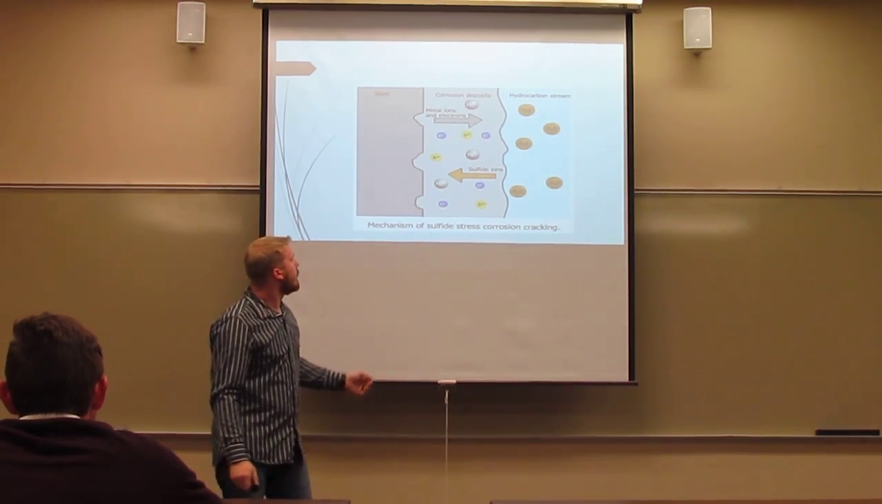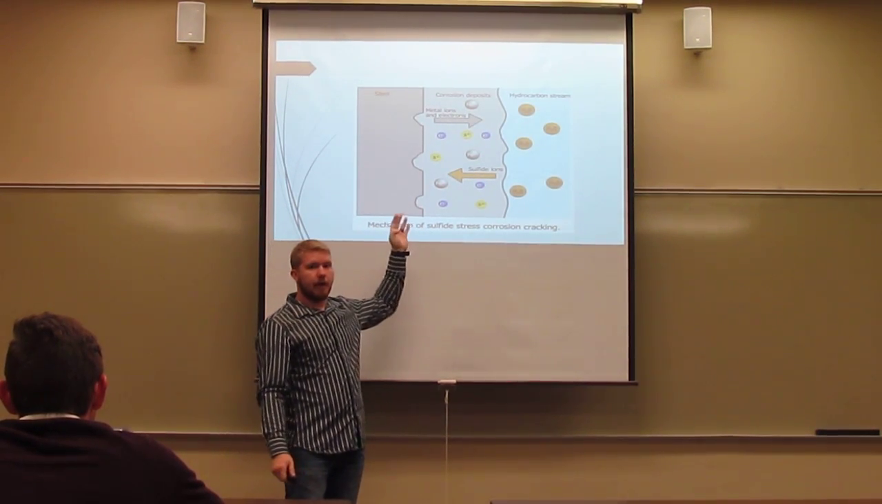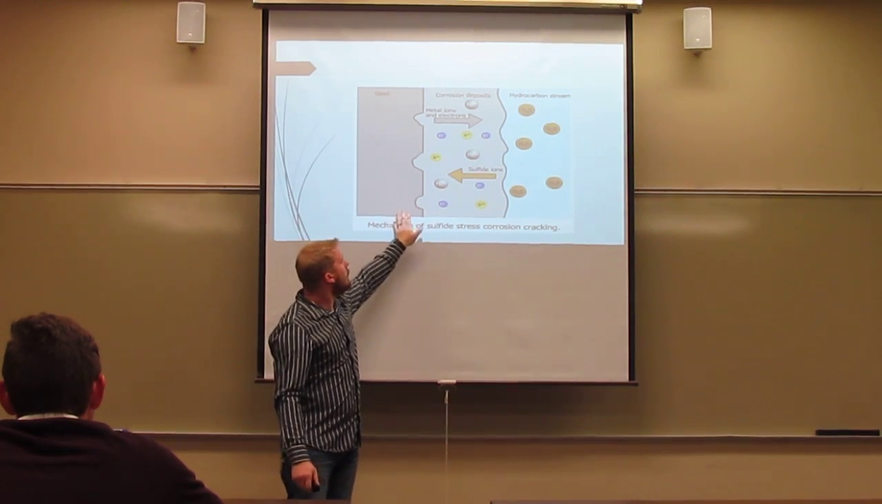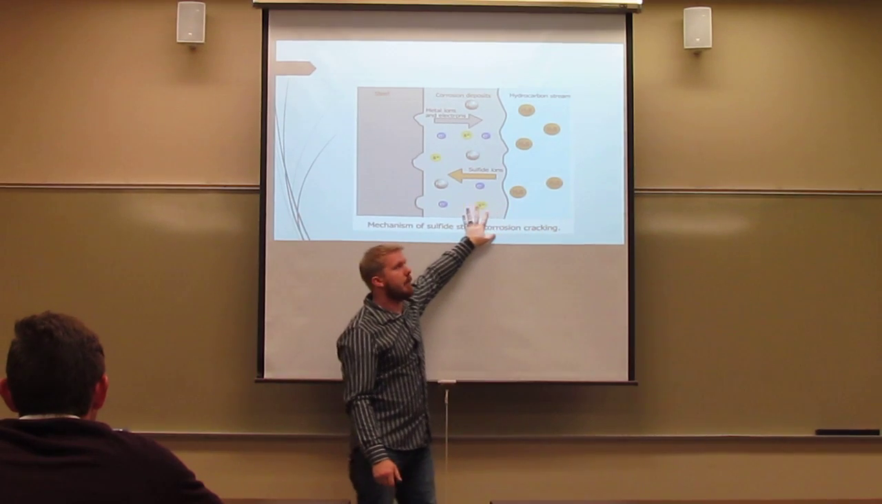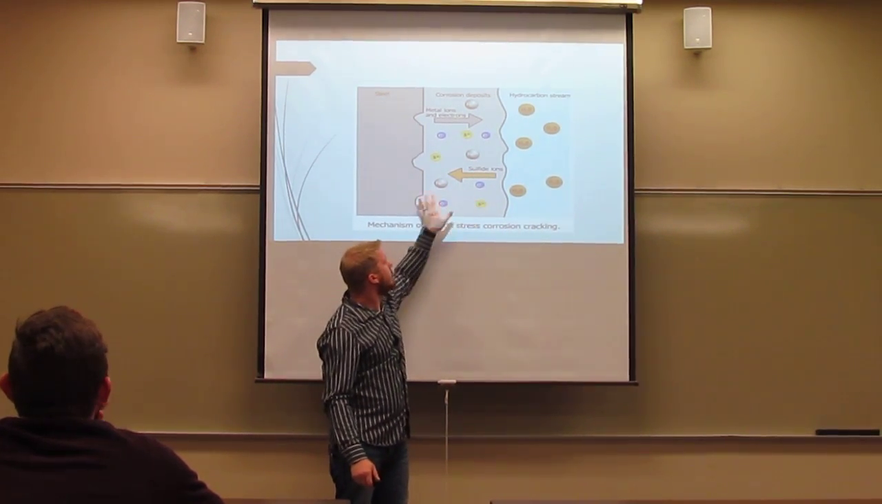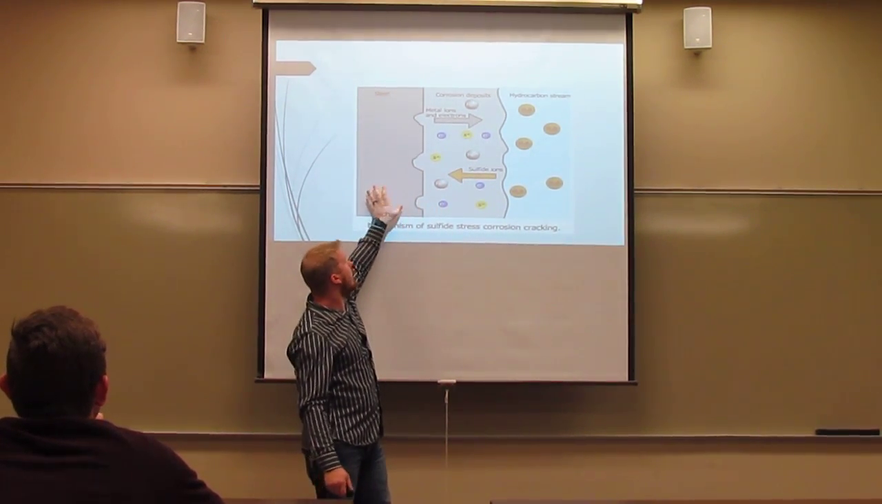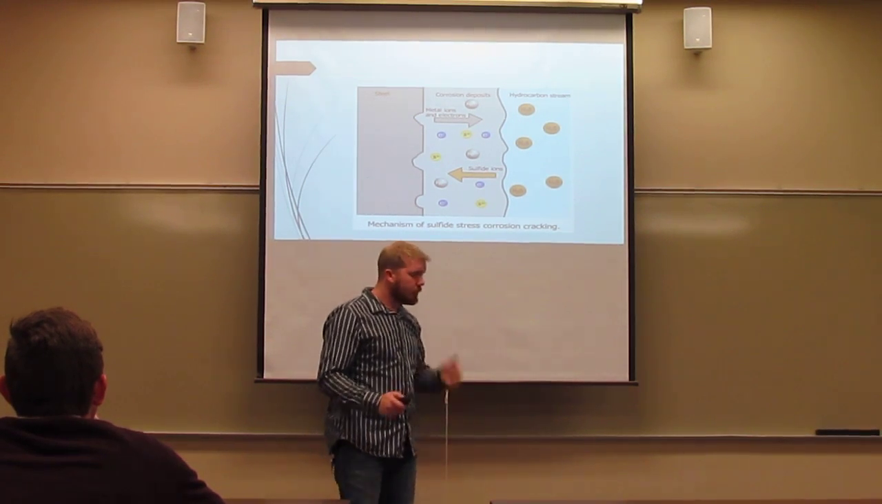Here's an illustration of it. You can see your iron leaving the steel. And you've got your sour medium out here, your H2S. It's going to come in through here, and you're just going to have your sulfide ions going onto your metal. Excuse me.